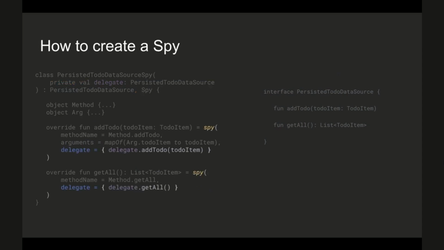And when you actually write the implementation, you use spy instead of mock, and you will have an extra argument, which is the delegate callback, where you have to specify which method on the delegate you have to call if you don't override the behavior.